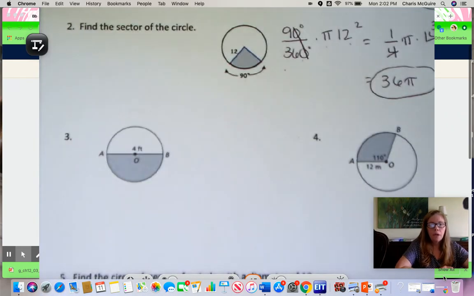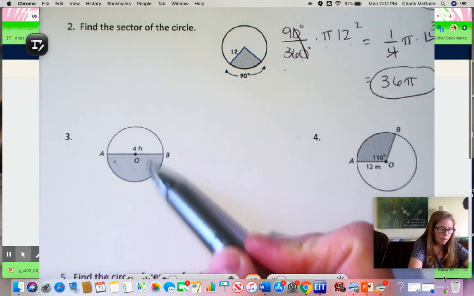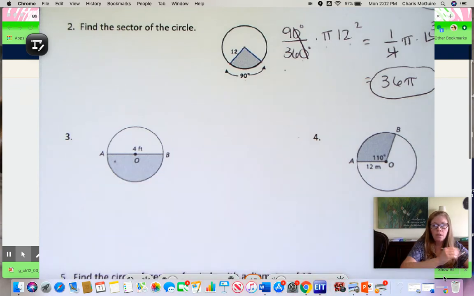There you go. Try number 3, please. Just finding the area of this sector of the circle, the shaded in region.